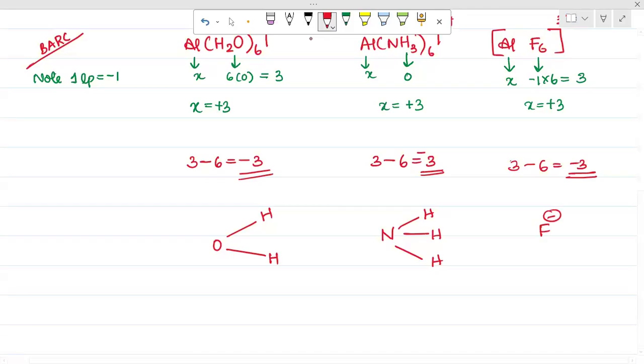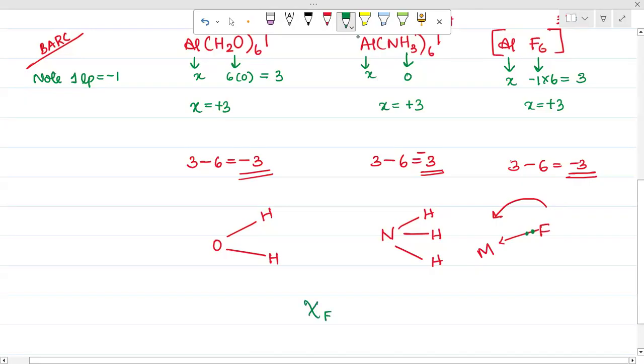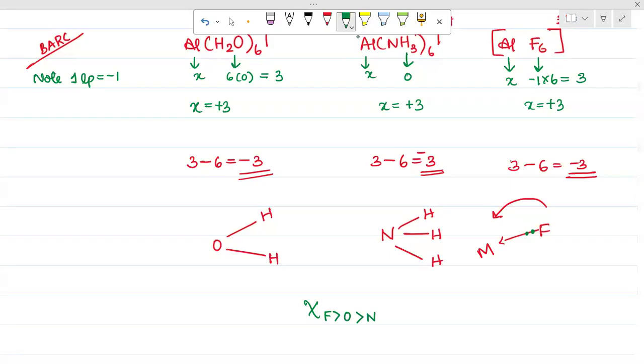Correct. So among all these, we know that fluorine is the most electronegative atom. That means, even though it is donating to the metal like this, the 2 electrons would be shifted towards the fluorine because it is highly electronegative, correct? So the electronegativity of fluorine is larger than oxygen and larger than nitrogen. Correct. Isn't that so? So as a result of which, what happens?